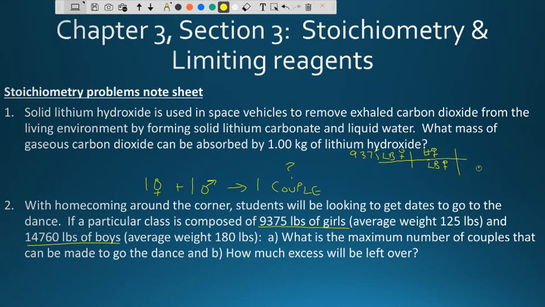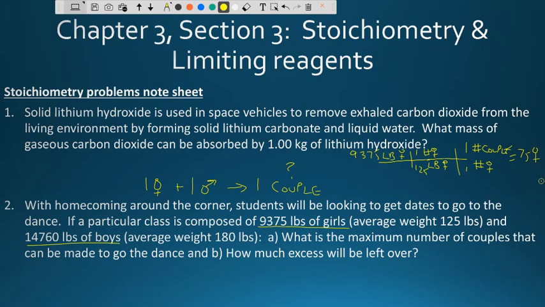And remember, if I'm taking a look at a couple, a couple requires one girl. It's a 1-to-1 ratio. I take a look, I see one girl. The average weight of a girl is going to be 125 pounds. This is not a social statement. If you don't like it, it's a made-up problem. Relax. Now, we take a look at this problem, and I see that this will actually give me 75 females.